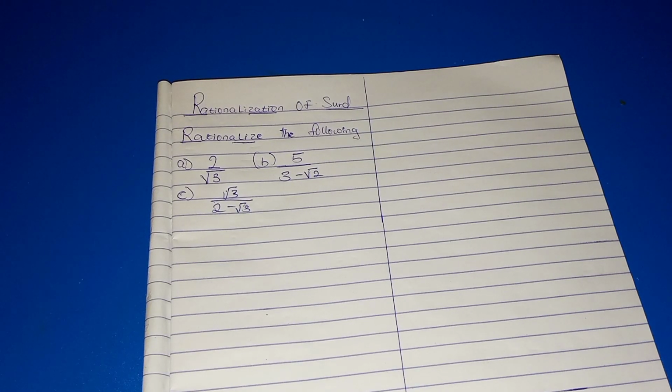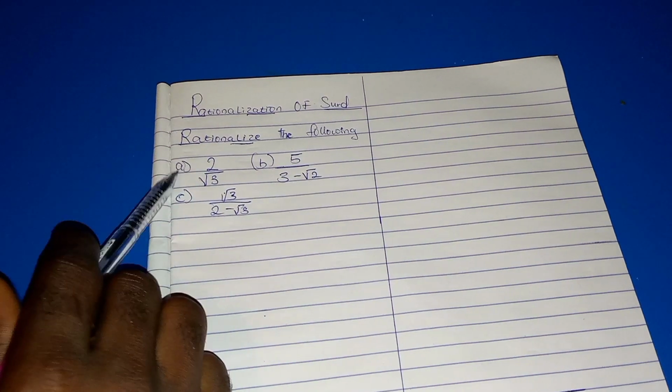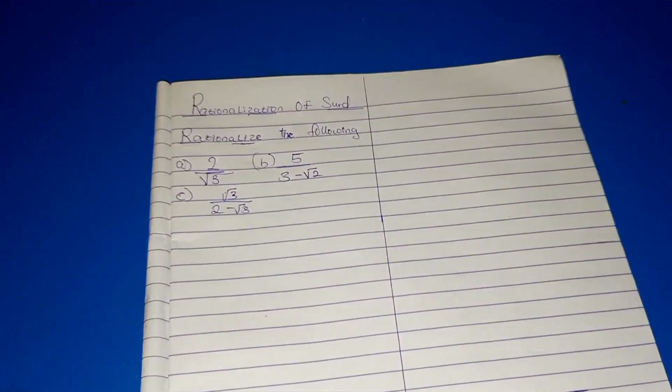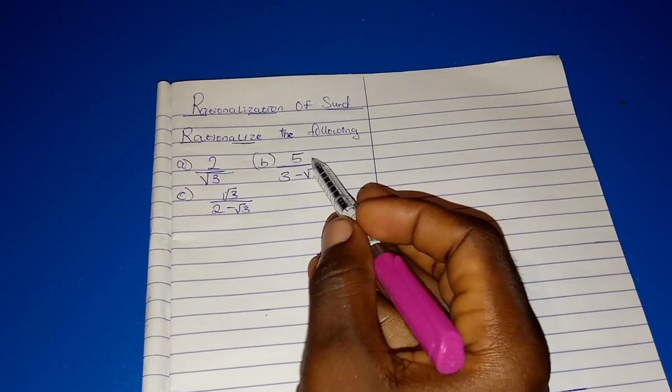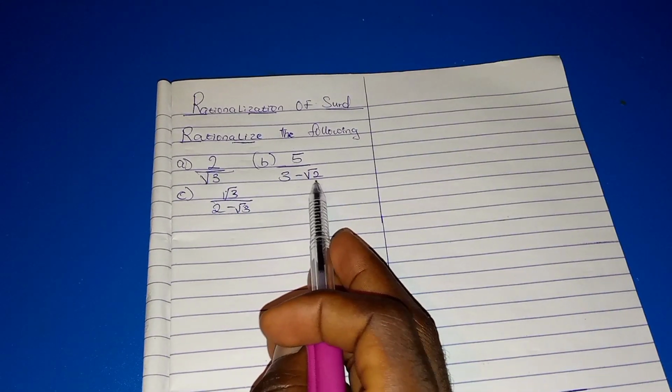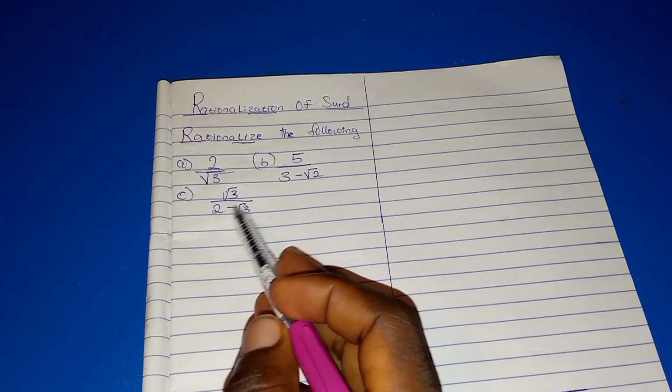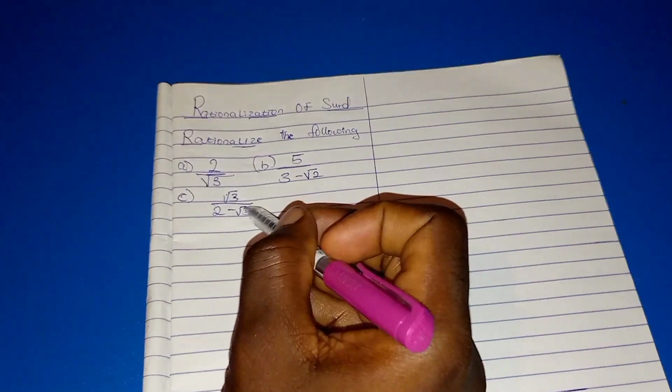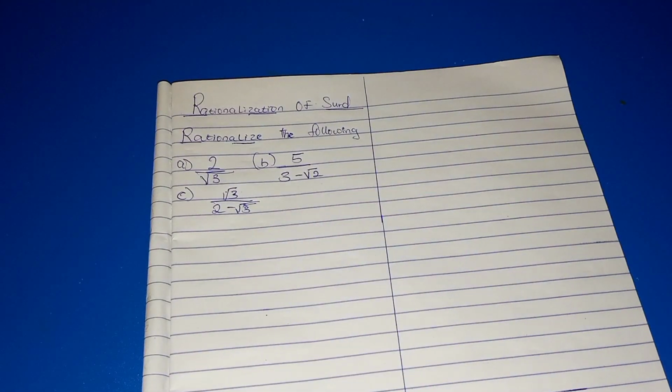You have an expression that says rationalize the following: 2 over root 3, 5 over 3 minus root 2, root 3 over 2 minus root 3. Now, how are you going to rationalize these sort of problems? Firstly, we would understand what rationalization is. Then, knowing what rationalization is, you have solved half of the problem.